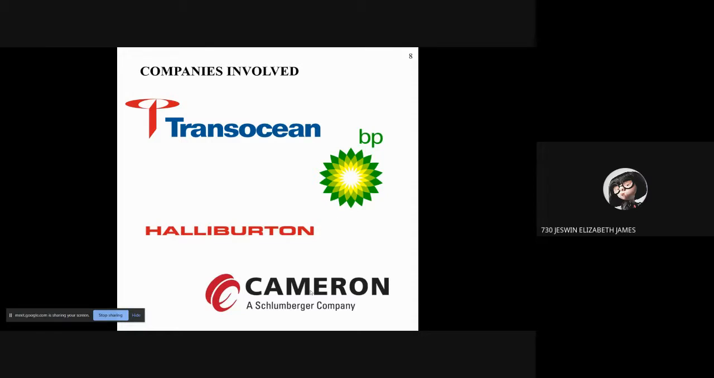Now, these are the names of the company. You can see that it's Transocean and BP, British Petroleum. Now, I will come back to the other companies, that is Halliburton and Cameron International, later on in the presentation. So everything was going well and according to BP's plan. Now, BP was actually overlooking the entire Deepwater Horizon.